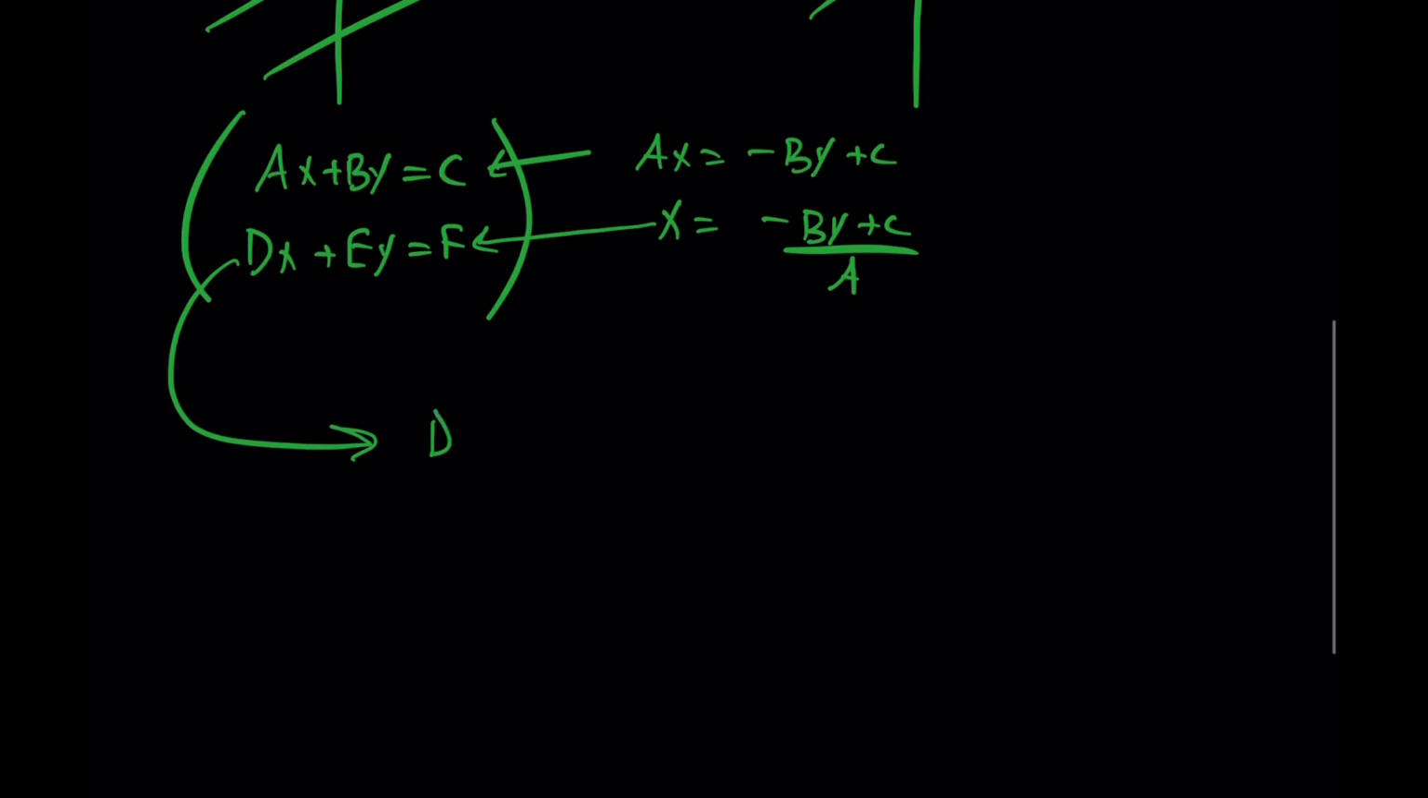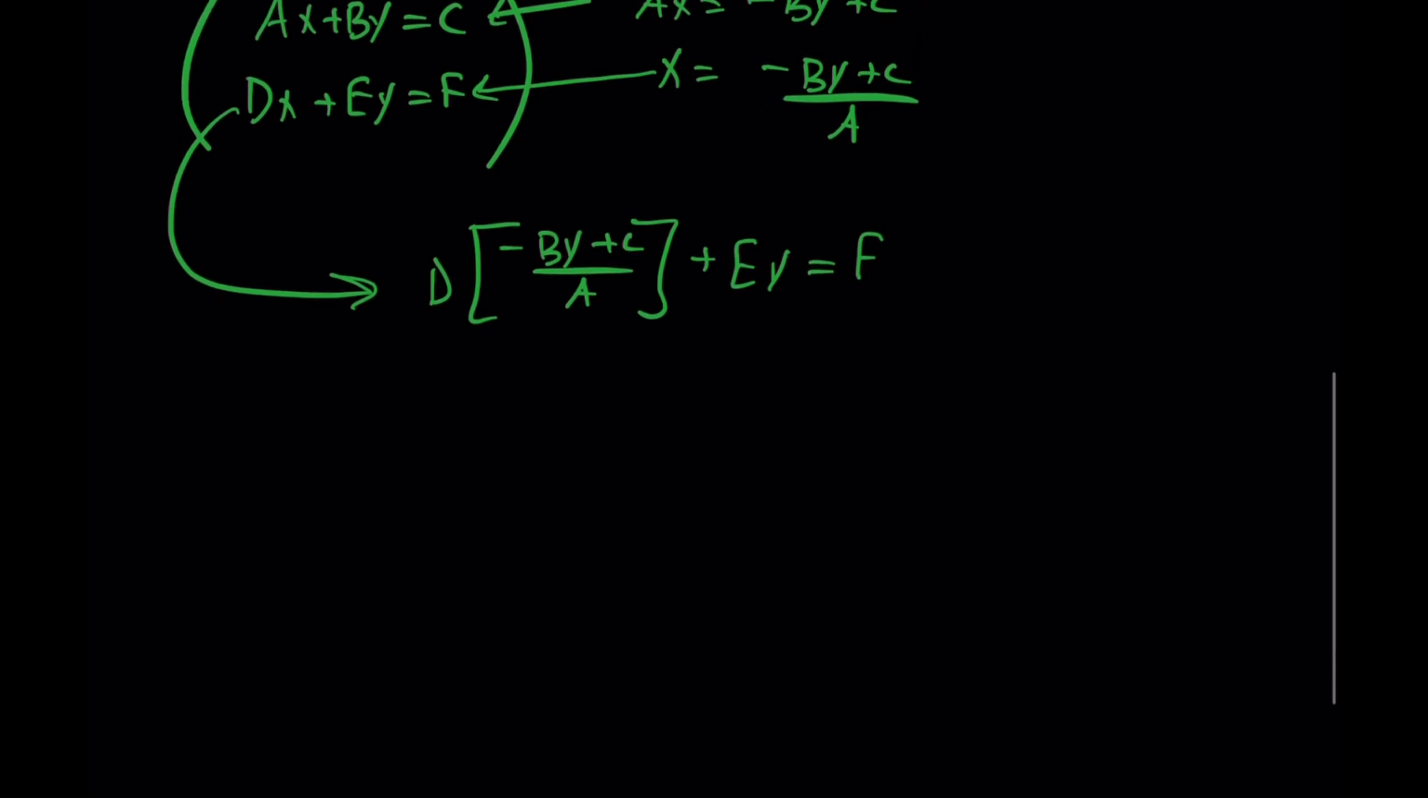So we have d times x, and x happens to be negative by plus c over a. We just substitute that in. Then plus ey is equal to f. So let's work on this. I'm going to use the commutative rule to move things around a little bit through this process to make it a little bit clearer. So we have d times negative by. That's the same thing as negative b dy. And then we'll say plus cd over a plus ey is equal to f.